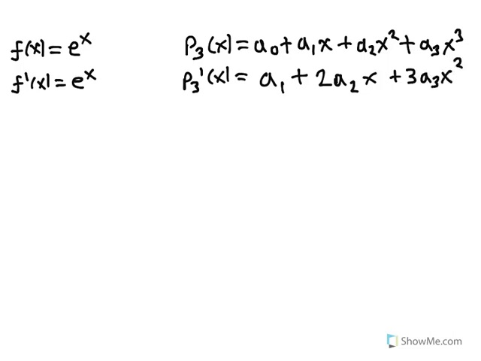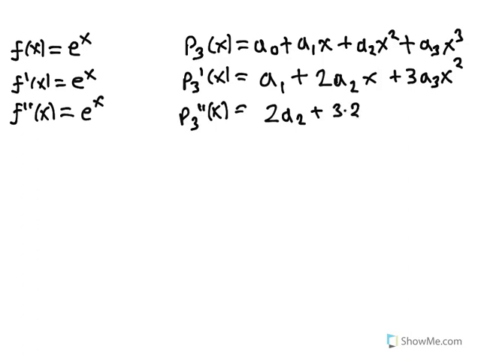Again, all I'm doing is using the power rule to find the derivative. So now the second derivative of our function e to the x is just e to the x. And the second derivative of our third degree polynomial function would be, the derivative of a constant is 0, so I'll just have 2 times a sub 2 plus 3 times 2 times a sub 3 x.